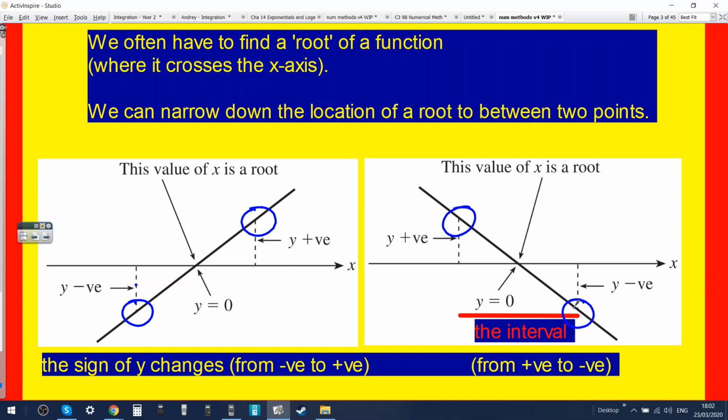And the interval means the x coordinates. So if one x coordinate is 1 and the other x coordinate is 3, then the interval is 1 to 3. Okay. What else? We'll get there.